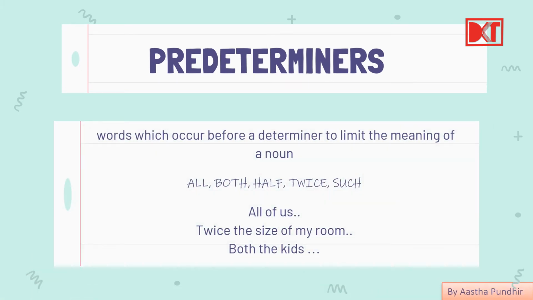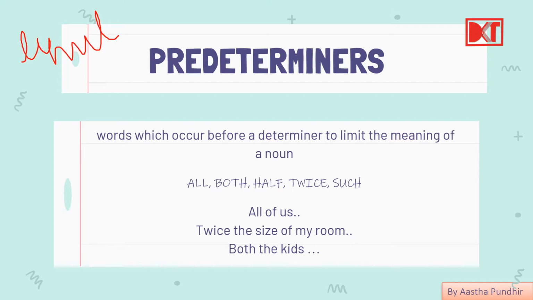Okay, so the first one is predeterminers. Predeterminers are also a subcategory of determiners, which we can say are words that occur before a determiner to limit the meaning of a noun. Here what we are doing? We are limiting the meaning.